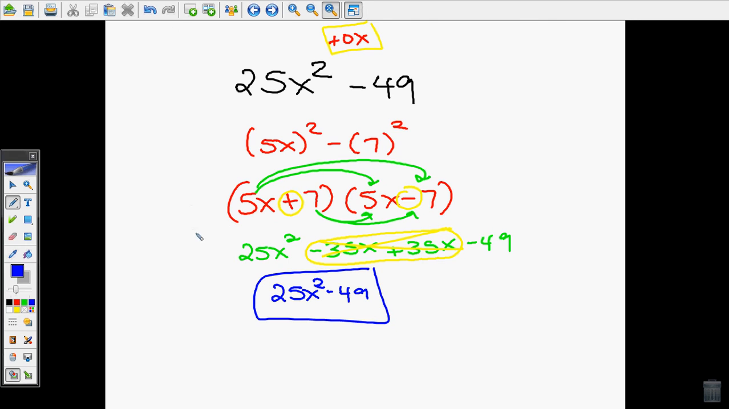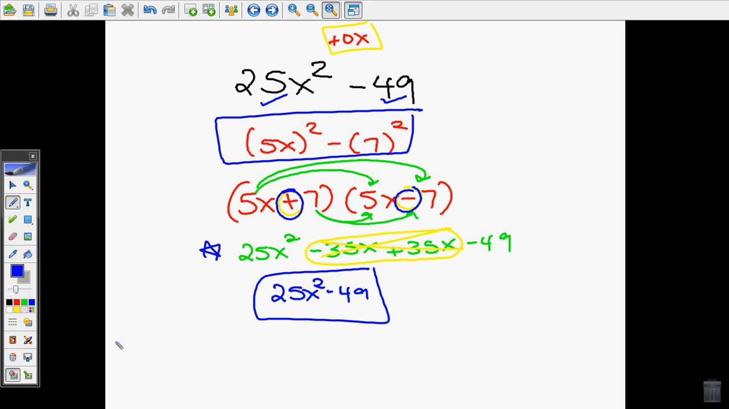So this is kind of a little trick right here. Again, you find out what the squares are, because these are differences of squares. They're both perfect squares. But notice that the signs have to be different. You have to have a plus and a minus, so that you can get this middle part right here to cancel out. So, going back to the whole point, I'm going to set 5x plus 7 equal to 0, and then I'm going to set 5x minus 7 equal to 0. Still finding my zeros.